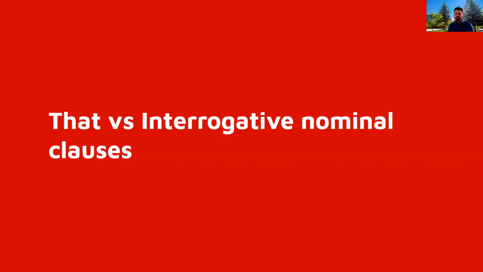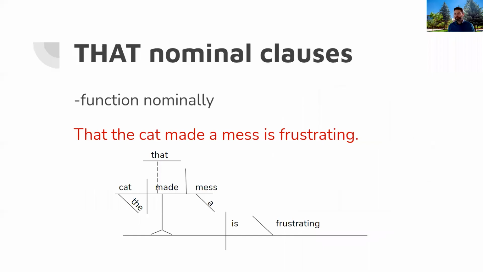Let's take a look at how these are different from that nominal clauses. We said the that nominal clause functions nominally. It takes the slot of a noun or a noun phrase in the sentence, and we can see it here. We also indicated that the that part is always at the beginning of the clause, and that if it were removed from the clause, we would have a complete sentence. So here our nominal clause is that the cat made a mess. If we drop that, we have the cat made a mess. That's an independent clause.